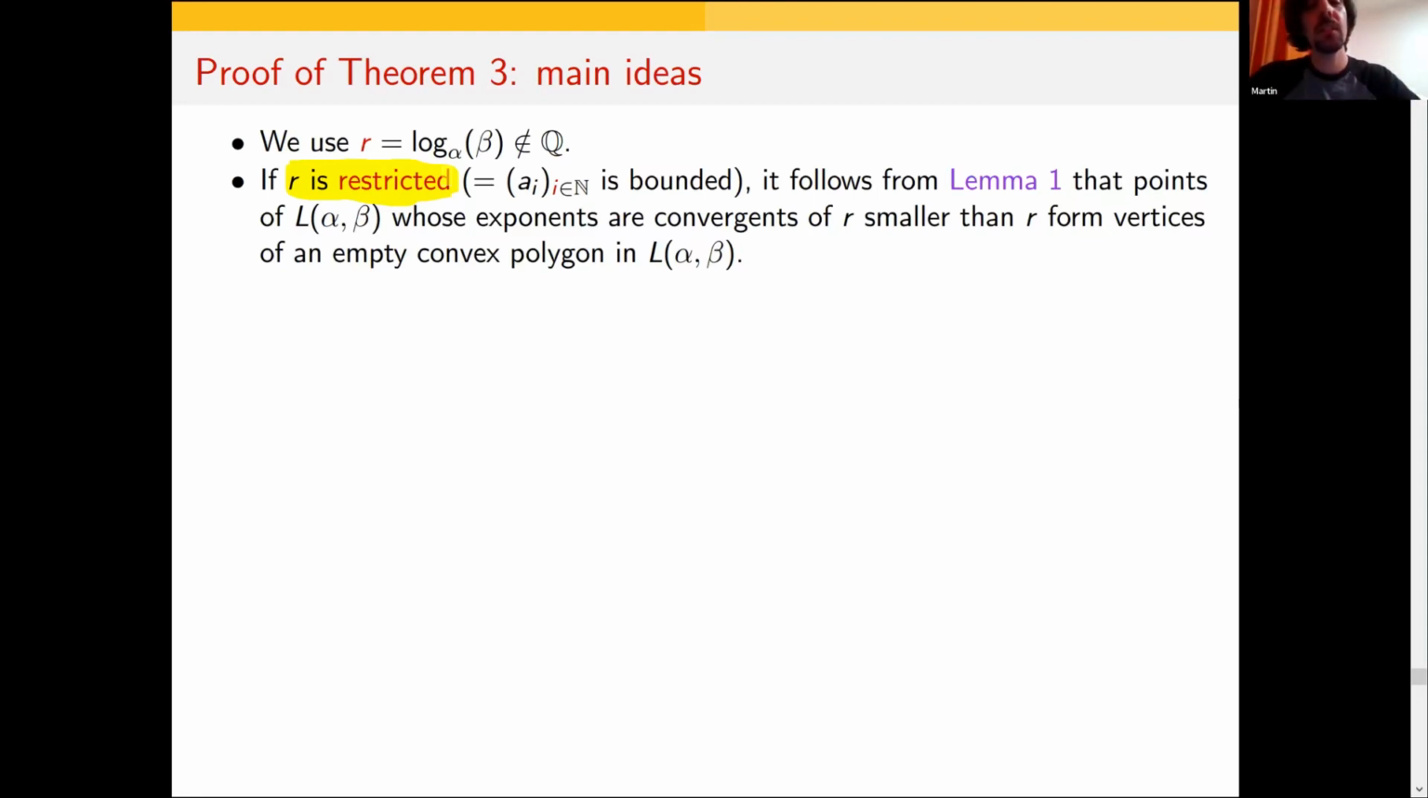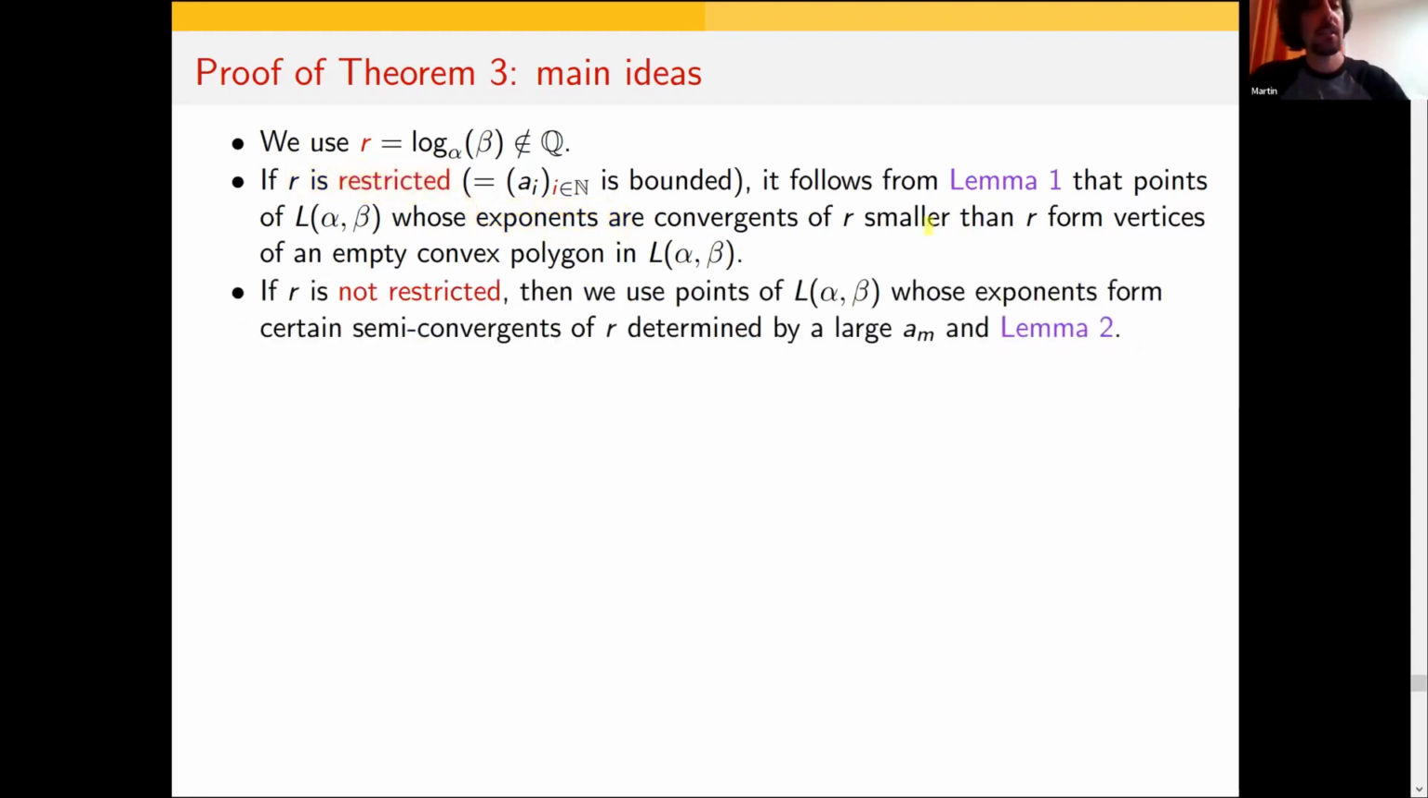And the way we obtain it is that we choose these convergents to be exponents in the points from our exponential lattice, and we take only these exponents, the convergents that are smaller than r, so we lie below the y equals x line, and those will eventually form an empty convex polygon. I will show you a picture in a minute. So this is the first case. If r is restricted, then we use this Lemma 1. We take convergents as exponents in the points of our empty convex polygon, and that's it.